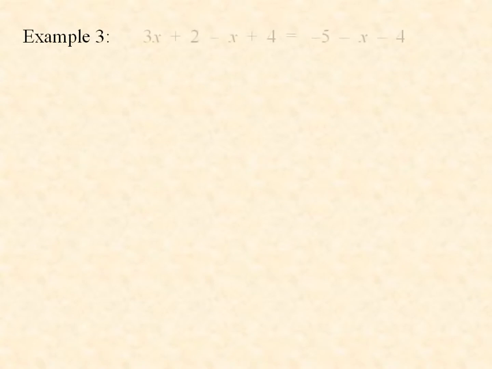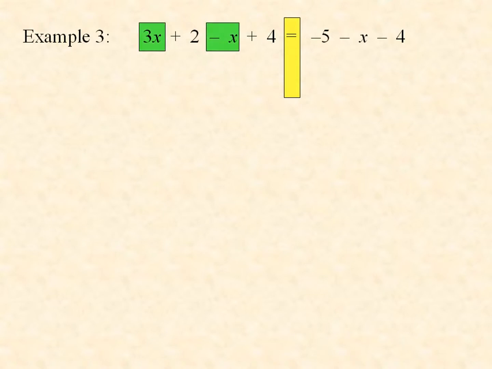Another example. This one's a bit longer. 3x plus 2 minus x plus 4 equals negative 5 minus x minus 4. We identify the equal sign, and we look at the left side and the right side. Both of the sides here can be simplified because we have like terms.